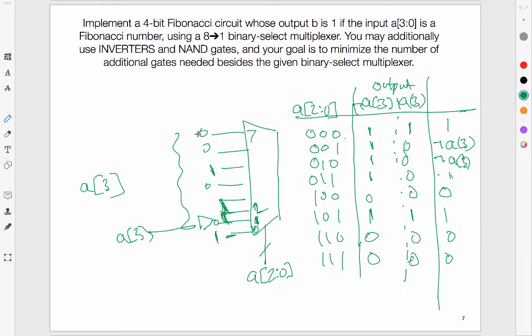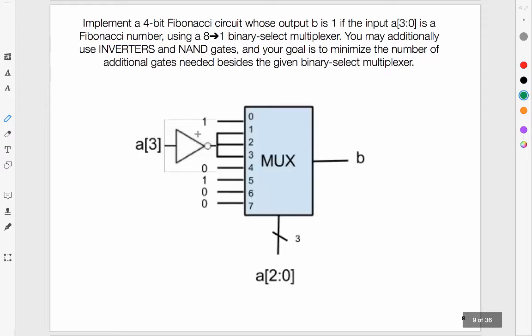Okay, I don't know if I messed up, but let me go to the official solution. Yeah, okay. It's just drawn the other way.